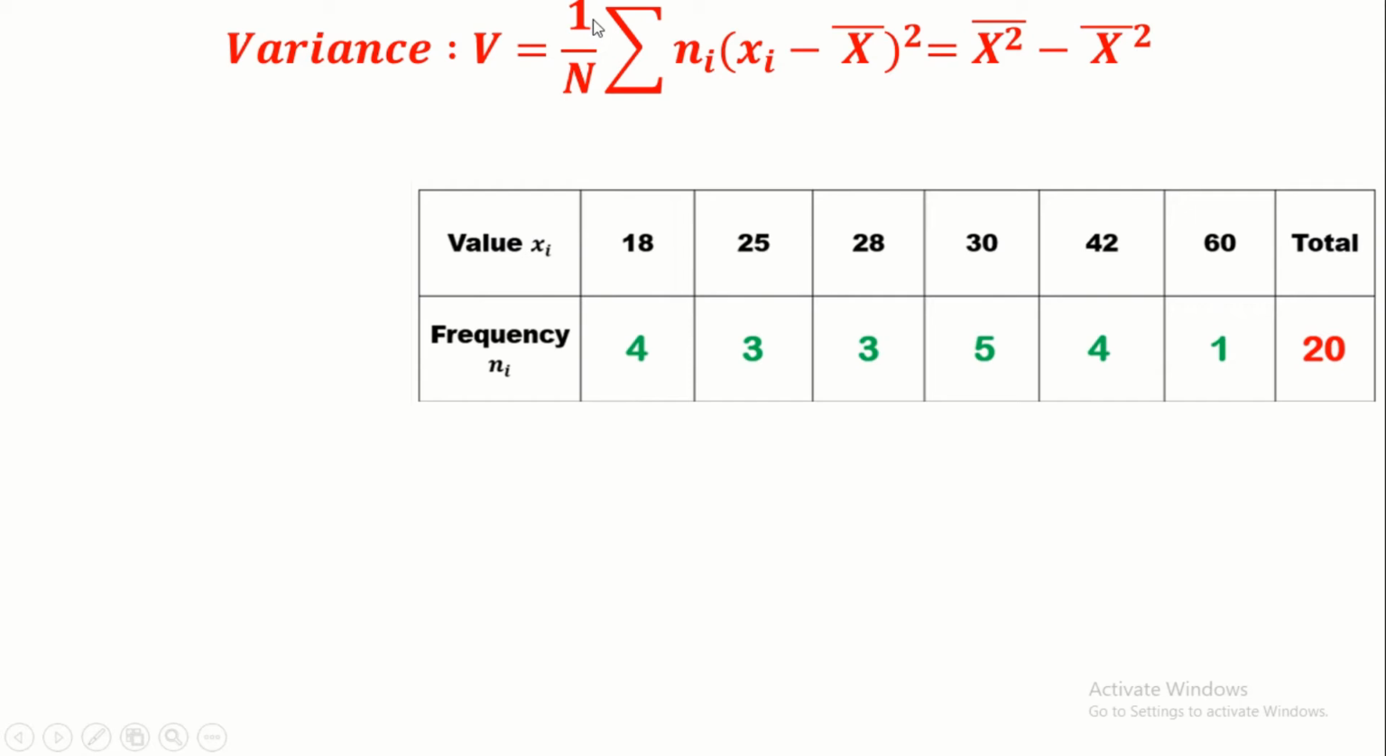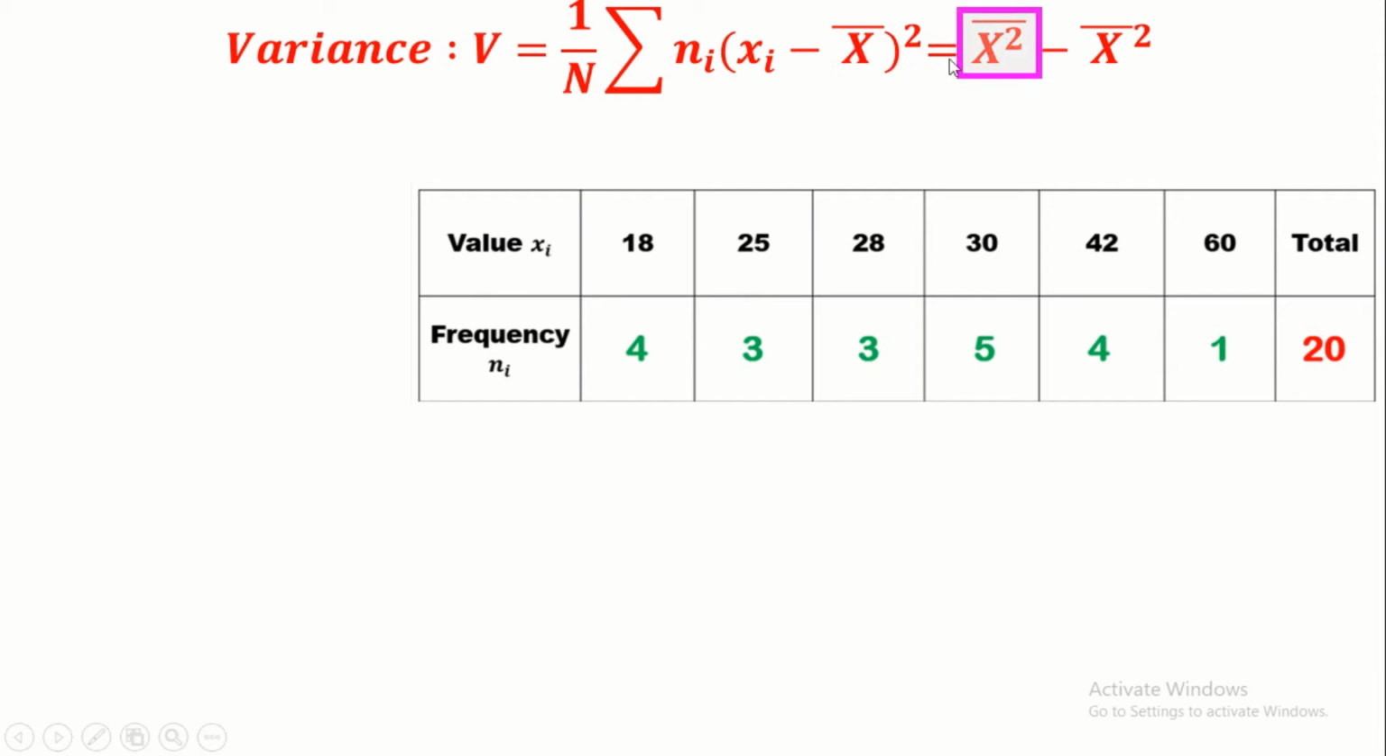1 over n is 1 over the total. We have xi minus x bar all squared, which should be multiplied by ni. So we can say, for example, n1 times x1 minus x bar all squared plus n2 times x2 minus x bar all squared, etc., till here we have n6 times x6 minus x bar all squared. But we can solve it using another method.